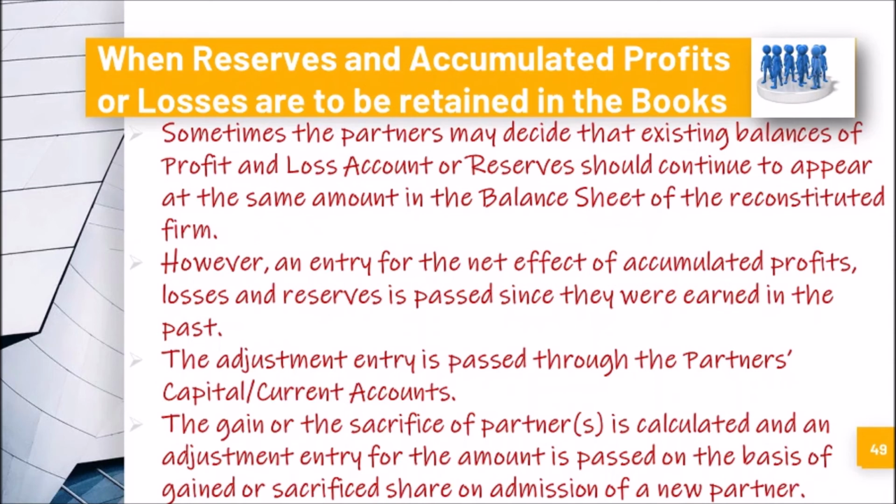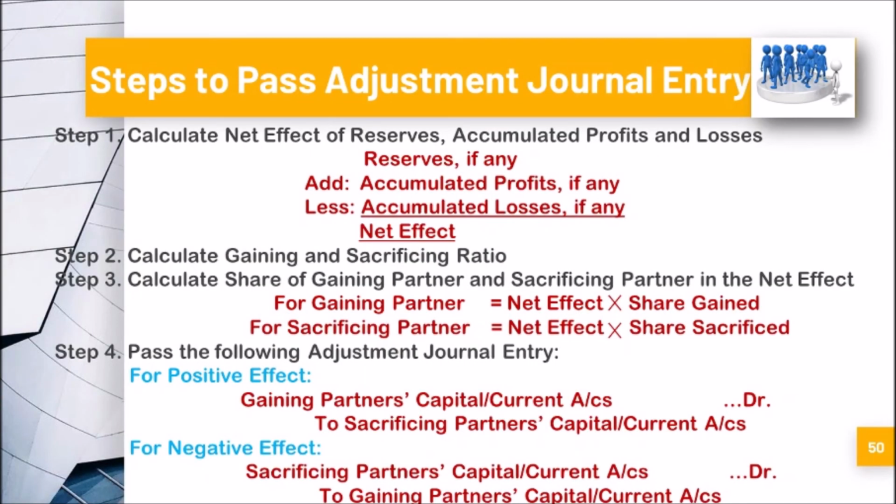Let's study further. However, an entry for the net effect of accumulated profits, losses, and reserves is passed since they were earned in the past. The adjustment entry is passed through the partners' capital or current accounts, but the old partners' ones. The gain or the sacrifice of partners is calculated, and an adjustment entry for the amount is passed on the basis of gained or sacrificed share on admission of a new partner. There are the following steps to reach the adjustment entry.